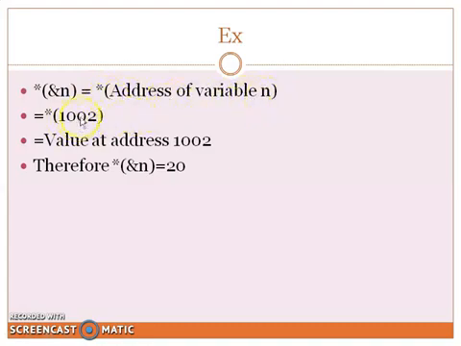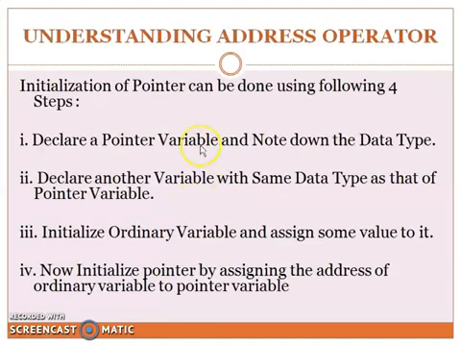That is 1002. This referential operator would refer to that address in the memory location, that is, the value at address 1002 is called here. The actual value stored at address 1002 is 20. So that particular value is returned there. Okay. Then, understanding the address operator.